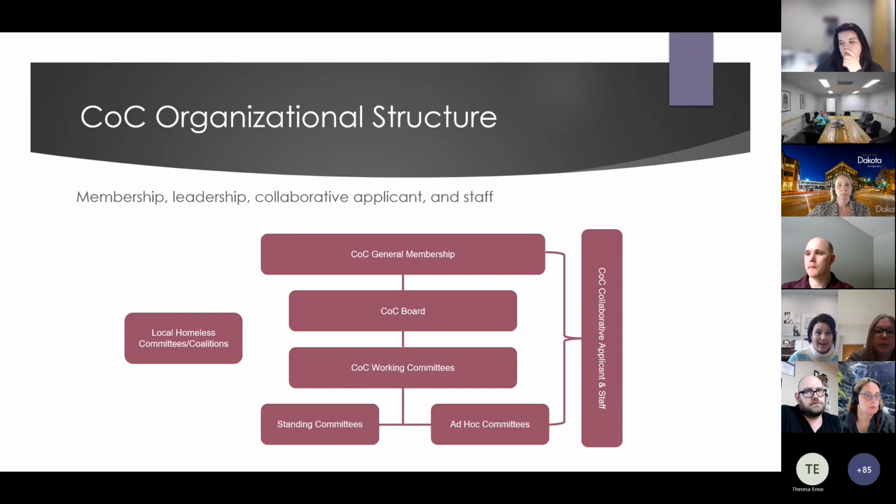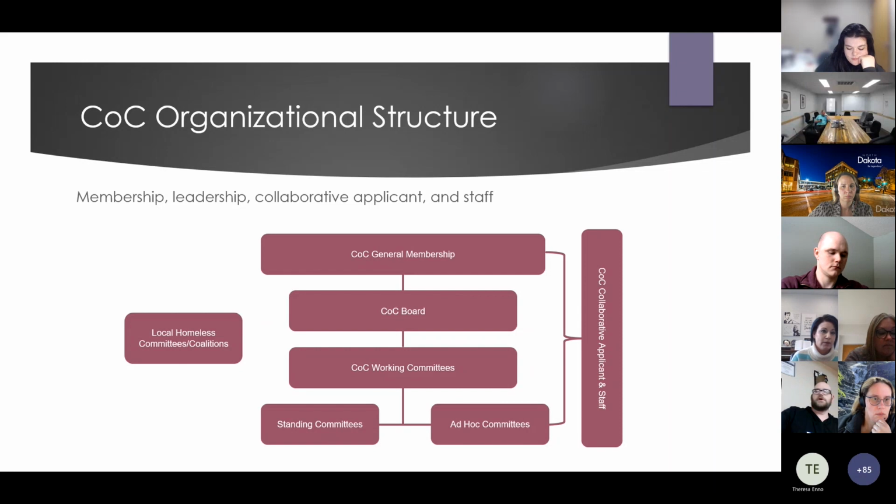Our COC currently has 5 standing committees. We have a data committee, system performance measures, CARES, which is our coordinated entry, and the CARES committee is a collaboration with the West Central Minnesota COC because of the cross-border that we have with Fargo and Moorhead. And then we have the rating and ranking committee and the youth action board. We can also appoint ad hoc committees or work groups as needed to accomplish any goals that we really feel we need to dig into and look into further for the continuum of care.